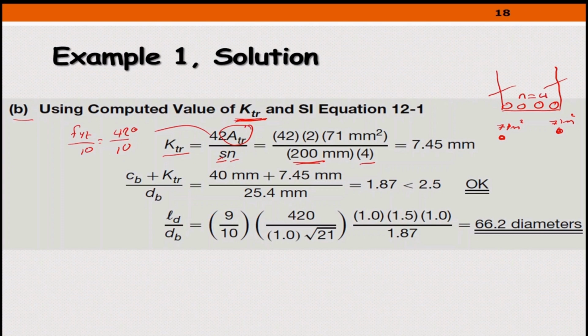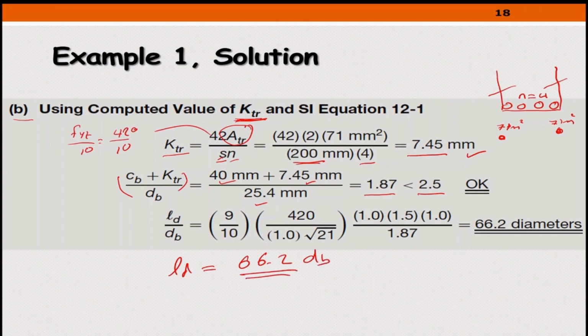This gives us KTR a value of 7.45 millimeter. Remember that this is a dimensional quantity. With this, the confinement factor would equal to 40 plus 7.45 over dB, that's 1.87, still less than 2.5. From this, we evaluate an updated value of LD that is equal to 66.2 dB.